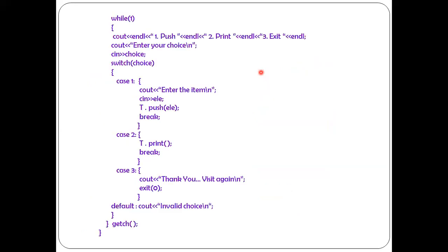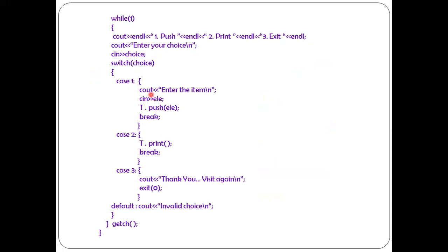Again it is going to display 1 for push, 2 for print, 3 for exit. Every time you perform any operation, which may be an insertion, a display, or an exit, it is going to display 1 for push, 2 for print, 3 for exit. Enter your choice. Again it goes to enter your choice. If you want to insert one more item into the stack data structure, you can select 1, which will be stored in the variable choice. Then switch of choice means switch of 1. Again it goes to case 1.